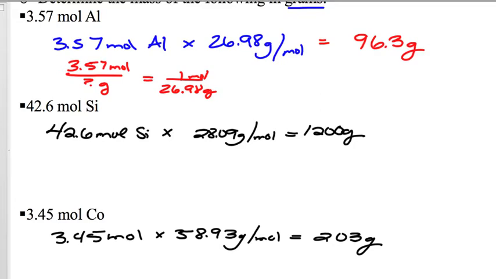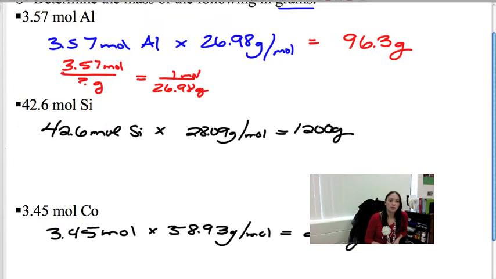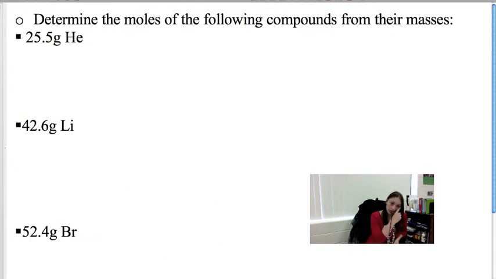So you should have gotten 1,200 grams for silicon and 203 grams for cobalt, taking the mole number times its molar mass. Now what about if we go the opposite direction? If I want to know the number of moles from their masses, well then it's just the opposite of what we just did. I have 25.5 grams of helium, and I want to know how many moles that is.